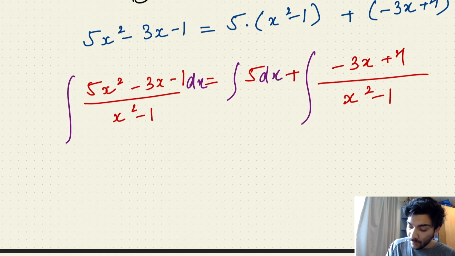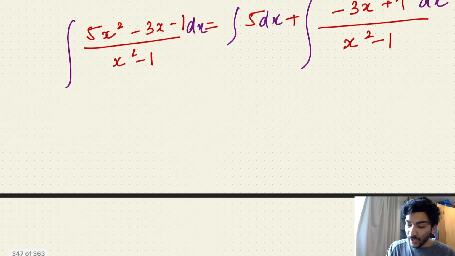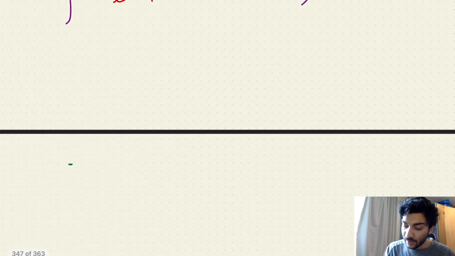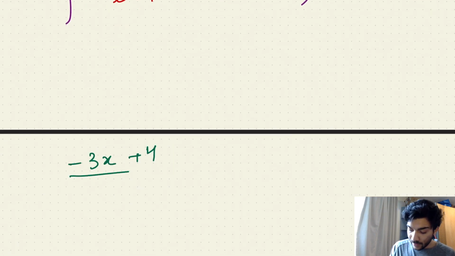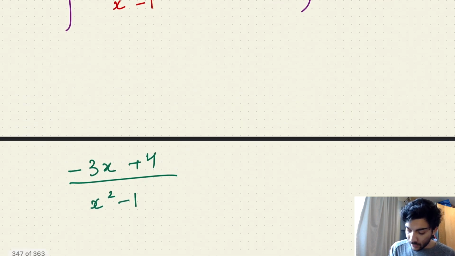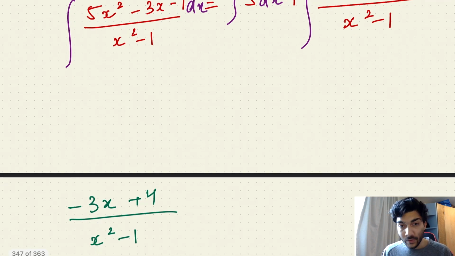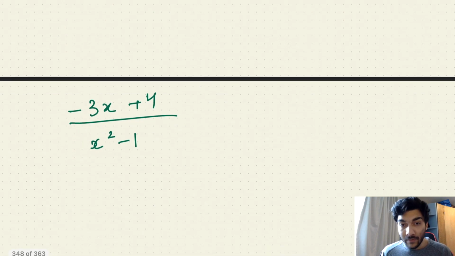So this would be simply integral 5 dx plus integral of minus 3x plus 4 upon x square minus 1, right? And now again, if you want to use partial fractions, we know that we can simplify this expression. So minus 3x plus 4 upon x square minus 1. Let's first simplify this expression before doing the indefinite integrals over here, which we already were doing in the previous videos as well when we were using partial fractions.